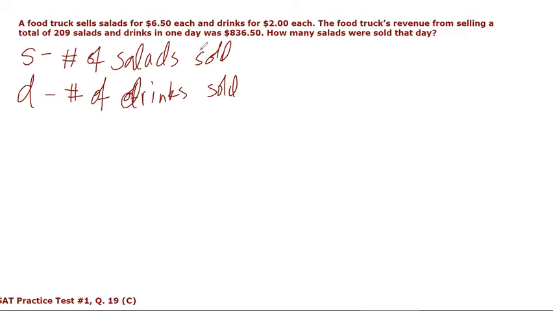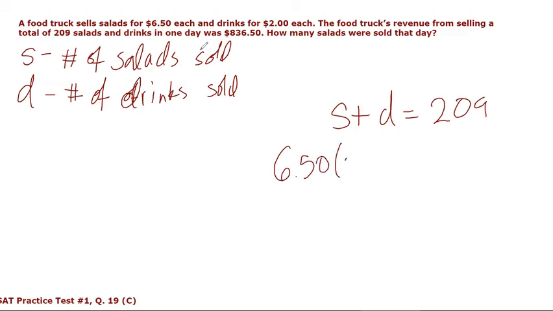So we know that in total, the food truck sold S plus D, which would be the total number of salads and drinks together, is going to equal 209. And we also know that the price for each salad is $6.50 times S plus $2 for each drink, 2.00 times D. And this got the food truck a total of 836.50.